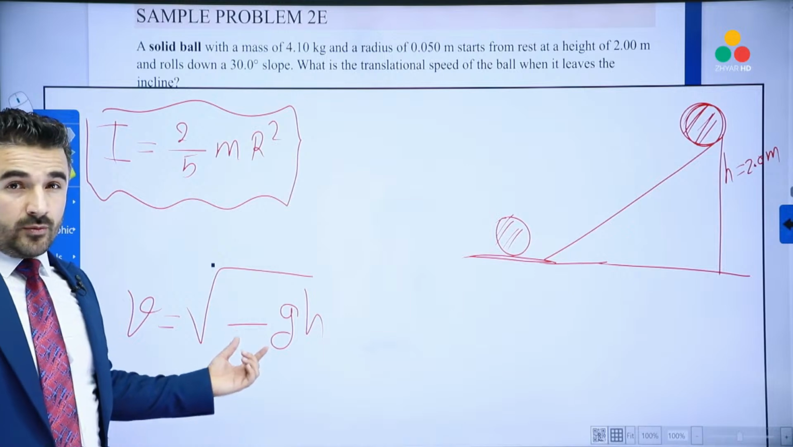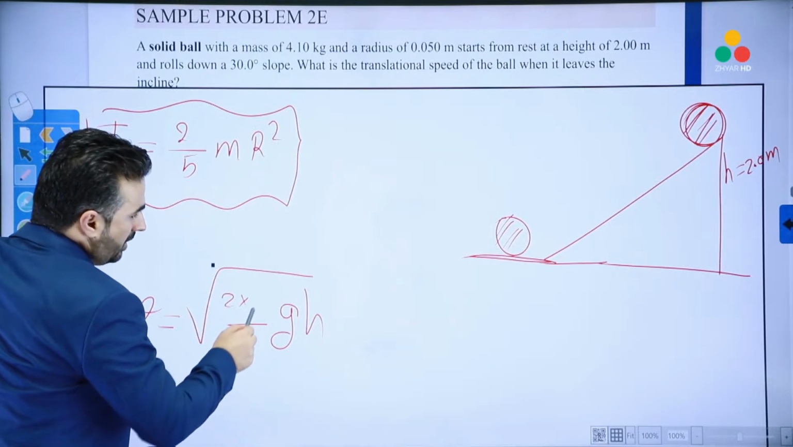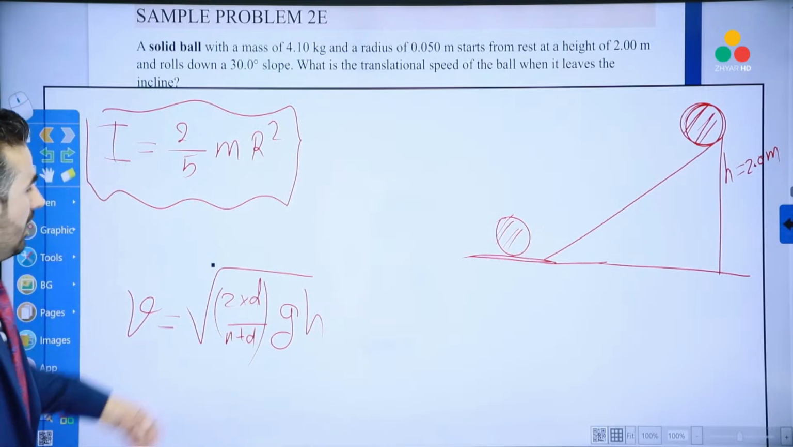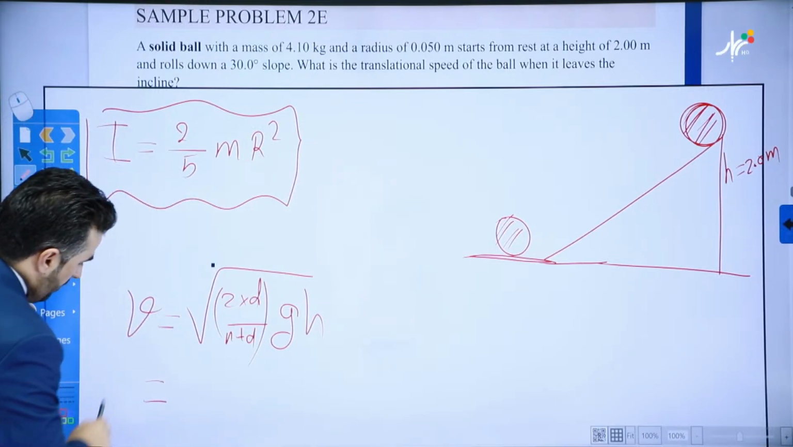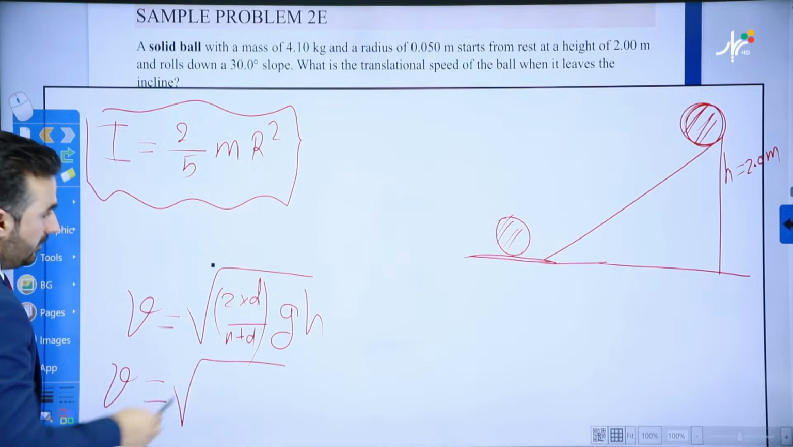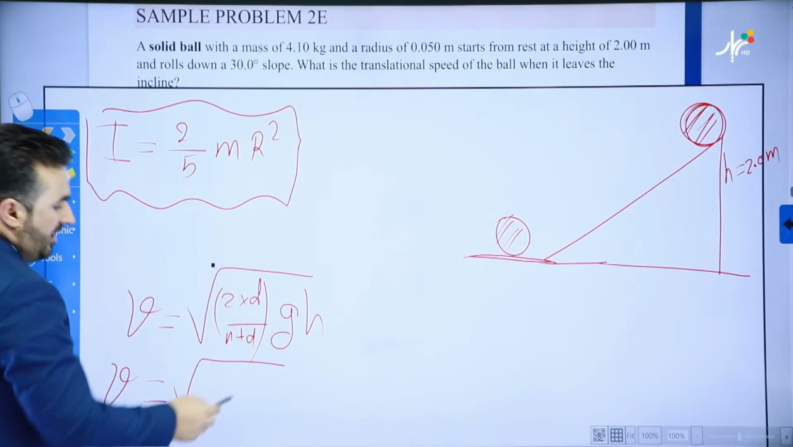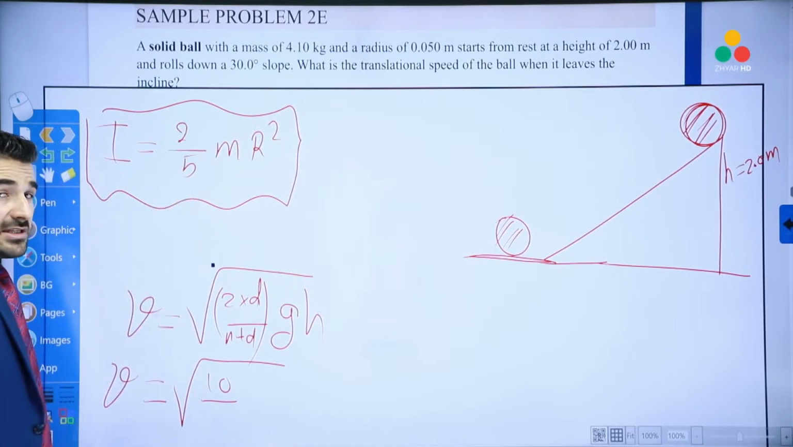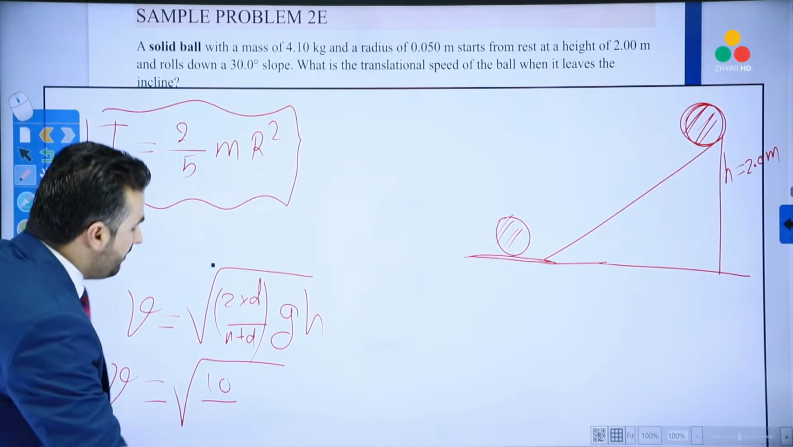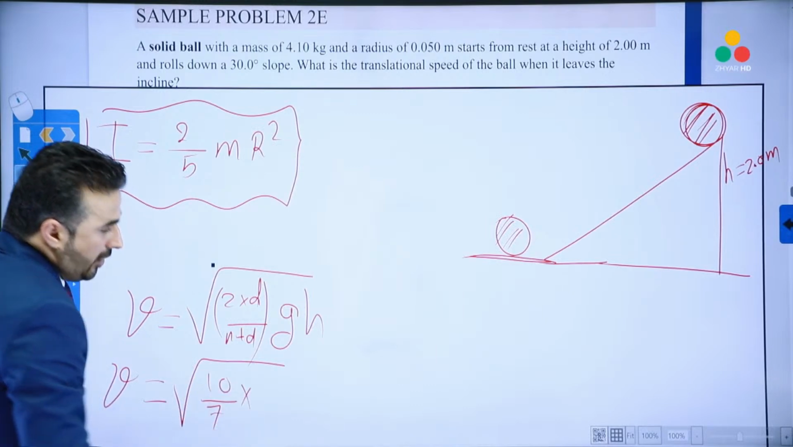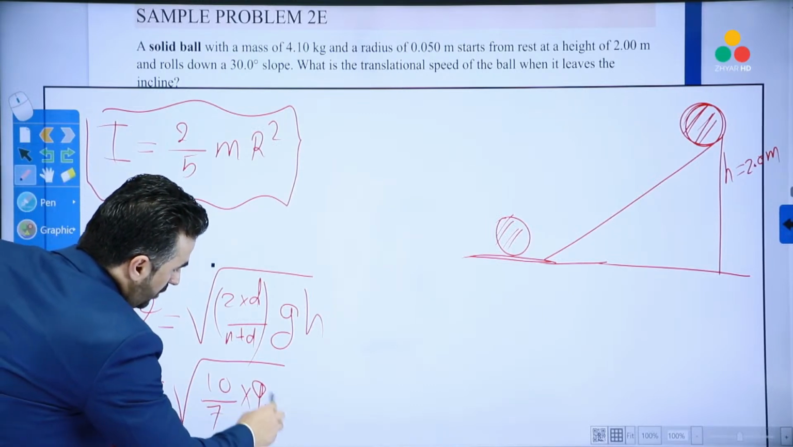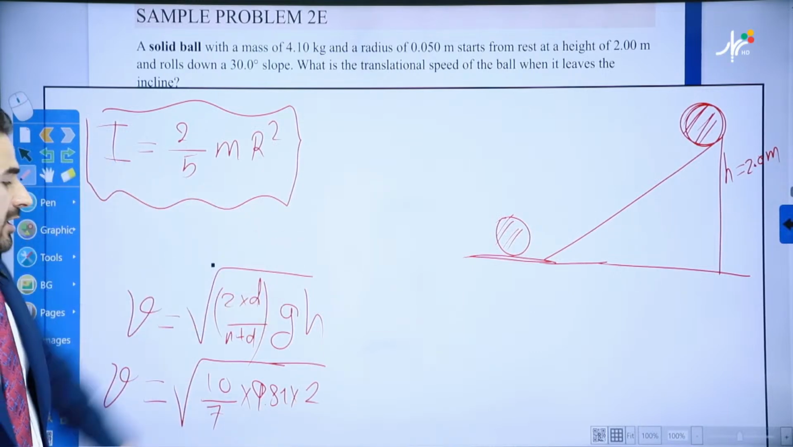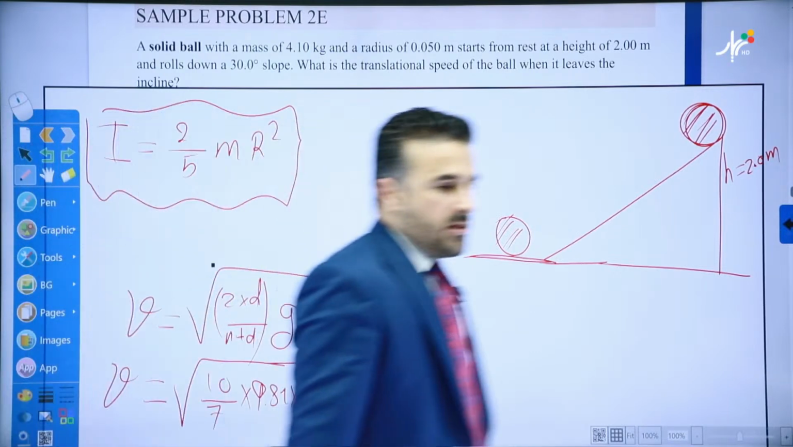Do you remember what the rule was? We said 2 times the denominator, over numerator plus denominator. So let's apply this to the equation. Translational speed equals the square root of 2 times the denominator, 2 times 5, that is 10, over numerator plus denominator, 2 plus 5, that is 7, multiplied by g, which is 9.81, times the height. The height is 2 meters. Now all you need to do is the math.